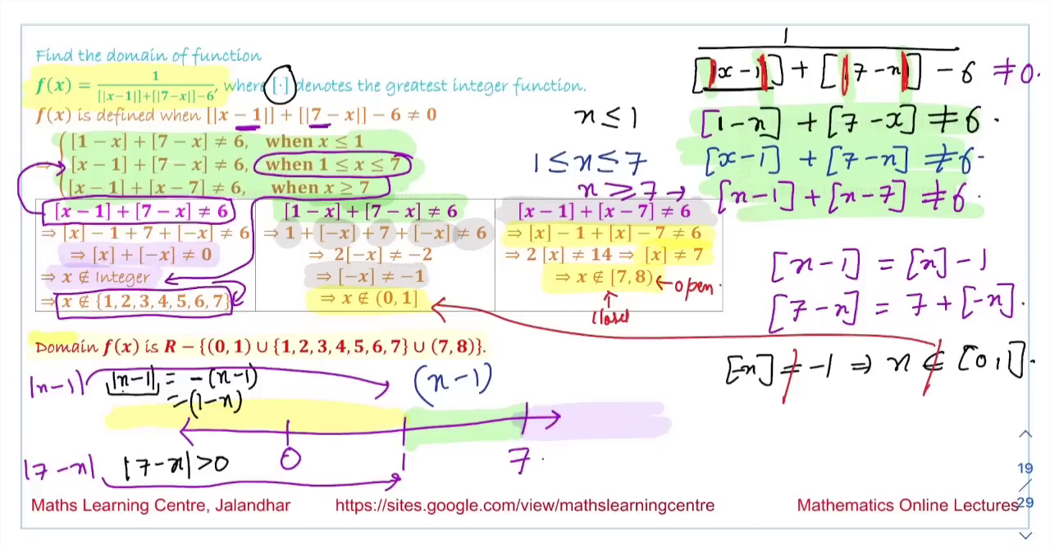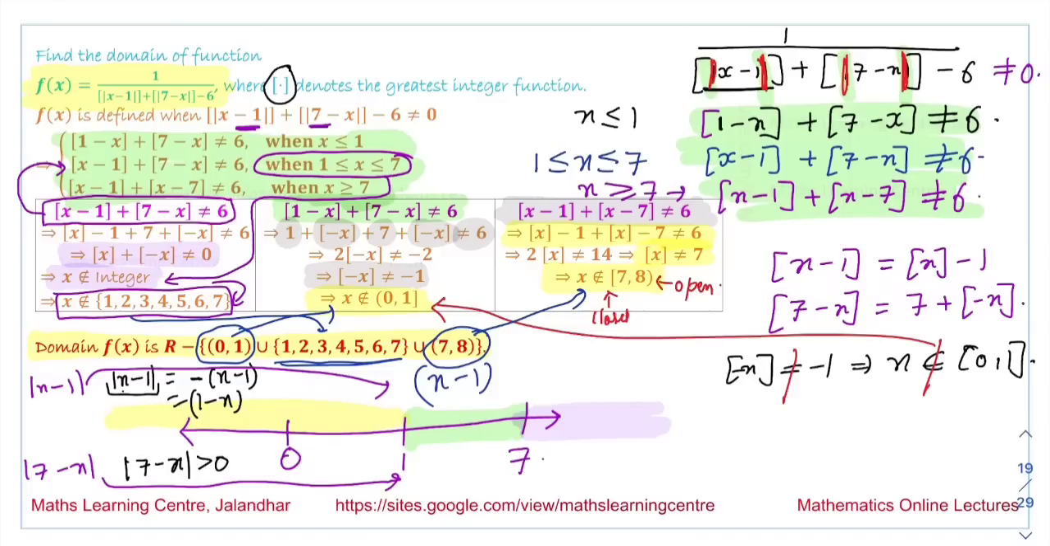So the domain of the function f we have is R minus these intervals that we have subtracted. This is the interval 0 comma 1, it is subtracted. Then the interval 7 comma 8 is removed, and then these are the numbers which are to be removed. That is, these are the integers we are talking about: 1, 2, 3, 4, 5, 6, 7. These integers are also to be removed.